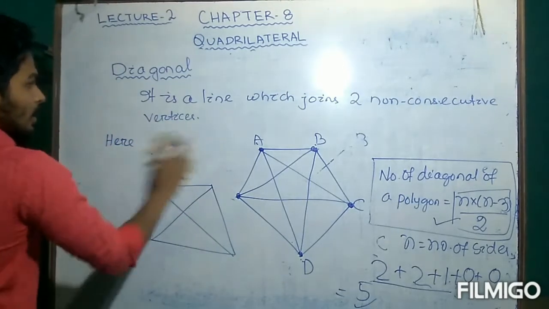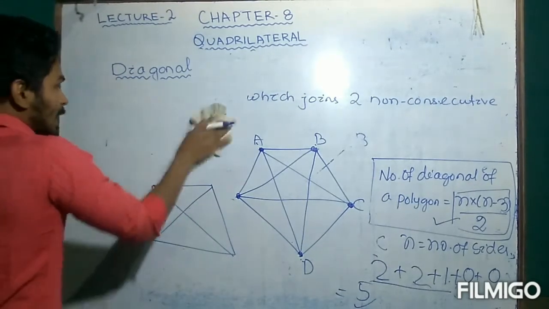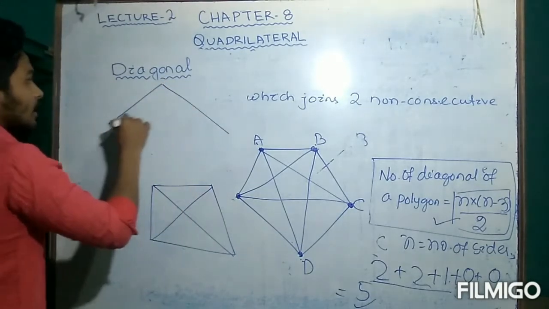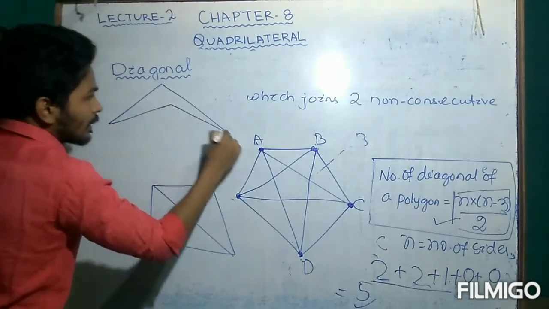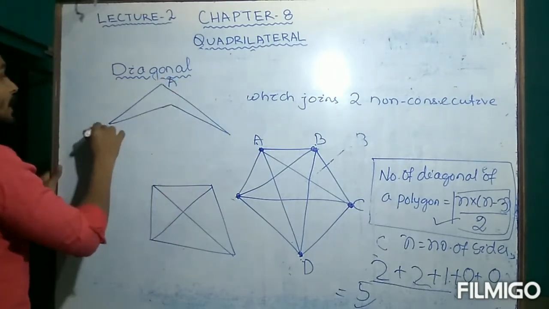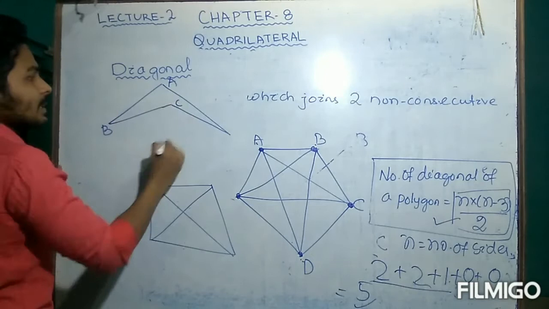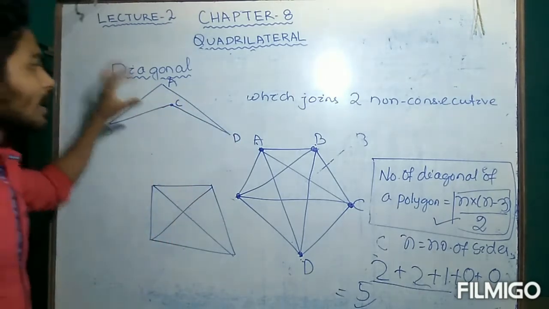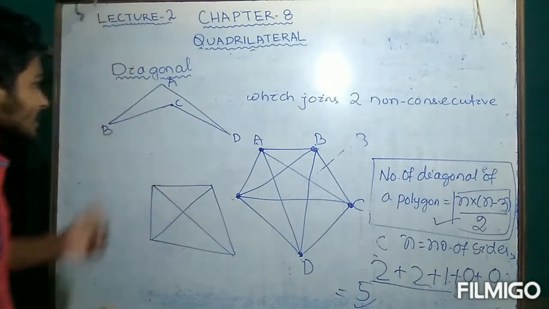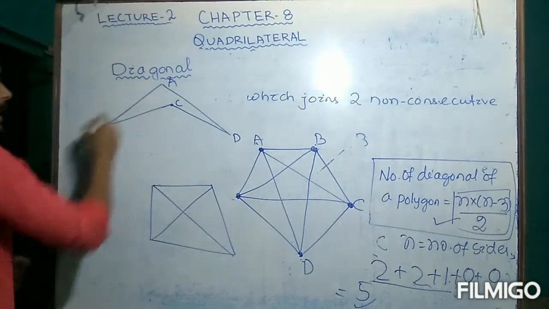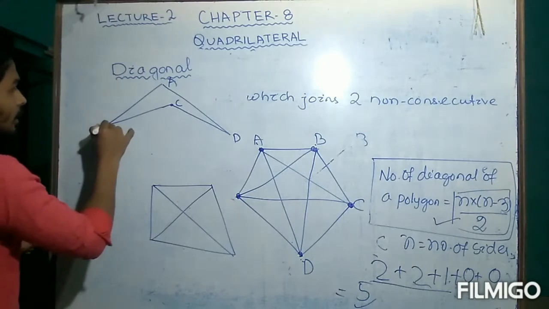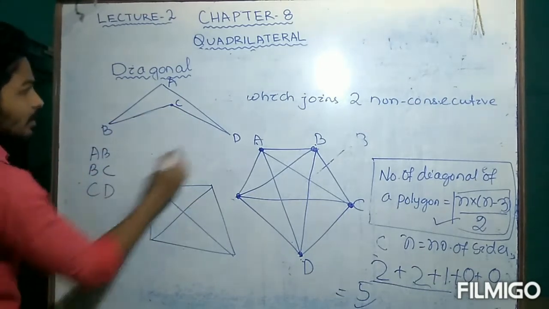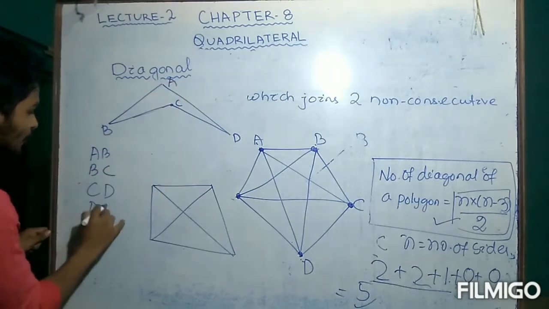Okay, but let us draw one more diagram. Let's say this: A, B, right? C, this is C, this is D. Tell me, is it a quadrilateral? Find it. How many sides does it have? AB, BC, CD, DA. So it has 4 sides.